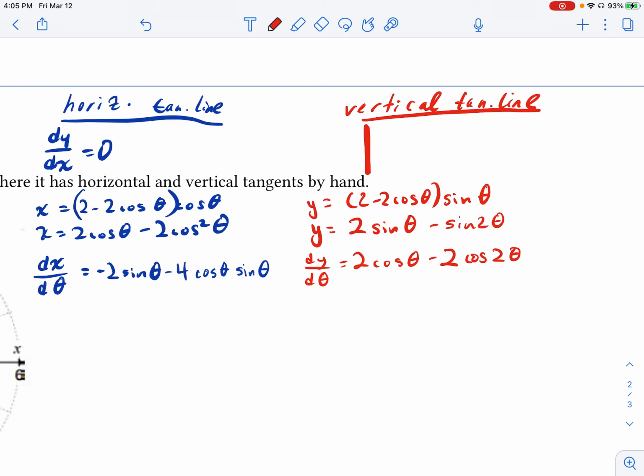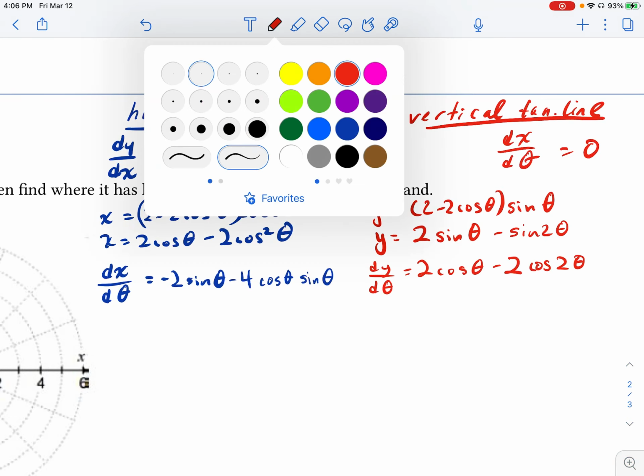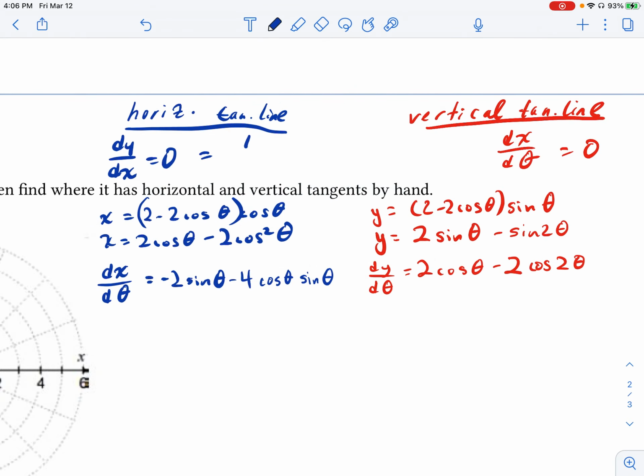Okay, so I'm going to write that, where dx/dθ is equal to 0. And let me erase the vertical tangent line. You all know what that looks like by now. So when our dx/dθ is equal to 0, then we have a vertical tangent line. When dy/dx is equal to 0, which is another way of saying when dy/dθ, in other words our numerator, is equal to 0, then we have a horizontal tangent line. All right, so now let's actually find them.